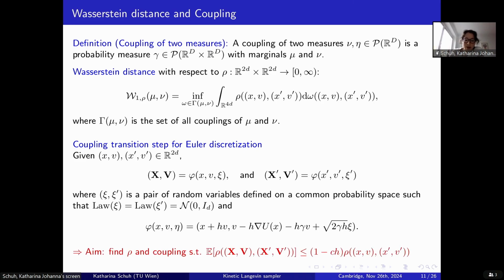Just to mention, to get results on the long time behavior, or to get guarantees that we converge to some probability measure, the idea is that we will try to find a good distance rho in our Wasserstein distance and an appropriate coupling, such that if we start with two initial conditions, we see that after one step we come closer, so that we need to find the right psi and psi prime, or how they are connected to each other.